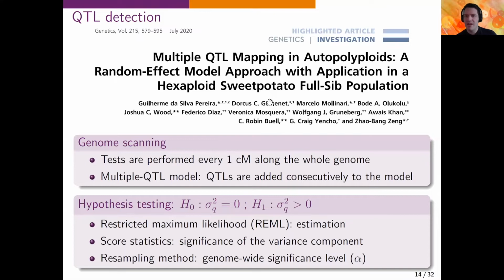We use restricted maximum likelihood to estimate the variance components, and score statistics to test the significance of the variance components based on a certain critical value, right? This critical value can be defined from a resampling method, also detailed in the paper. So it's kind of a permutation, but not exactly a permutation, it's the same idea, to have this value of the genome-wide significance level.